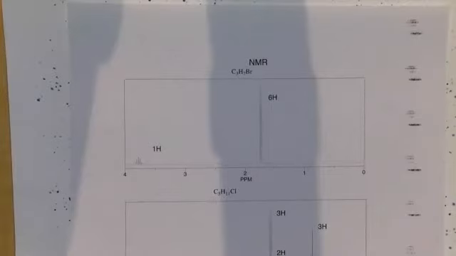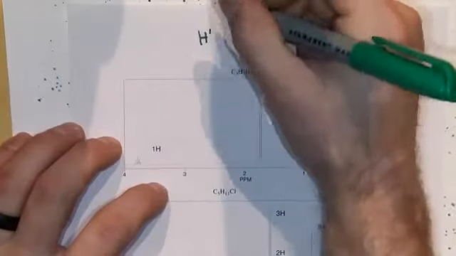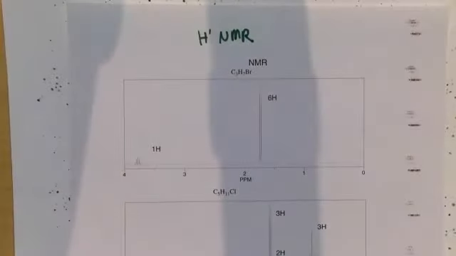So NMR is a tool for identifying unknown compounds. We are specifically going to be focusing on proton NMR or H1 NMR. So instead of looking at your carbons, you are going to be specifically looking at the protons on your molecules. There are generally about 4 things I like to look at when I look at an NMR.